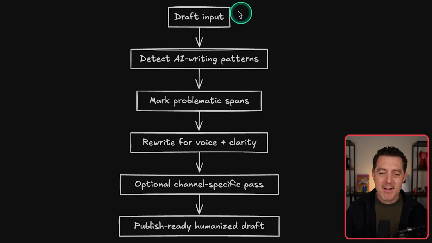So I have a draft input. It detects the AI writing patterns, marks the problematic spans, rewrites it, and then publishes it when it's ready. But it also just looks at everything. It's not just reactive, it's also proactive. So that's a cool one as well.